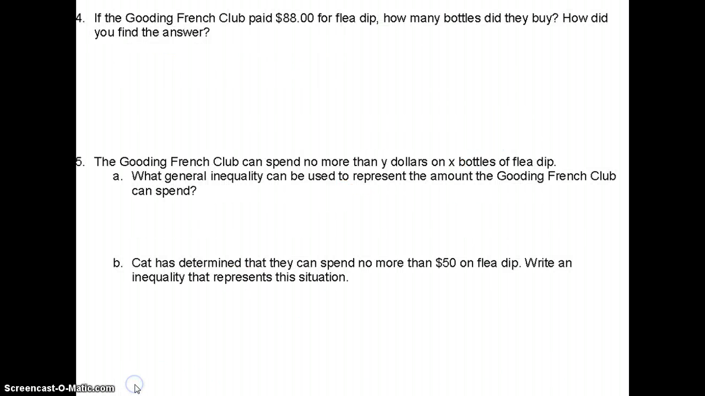Let's see, is there anything else? So now it says if Gooding French Club paid $88 for flea dip, how many bottles did they buy? So we had the equation. Our equation was y equals 5x plus 3. So it's asking for how many bottles, so it's looking for our x. And it told us that the cost was $88.